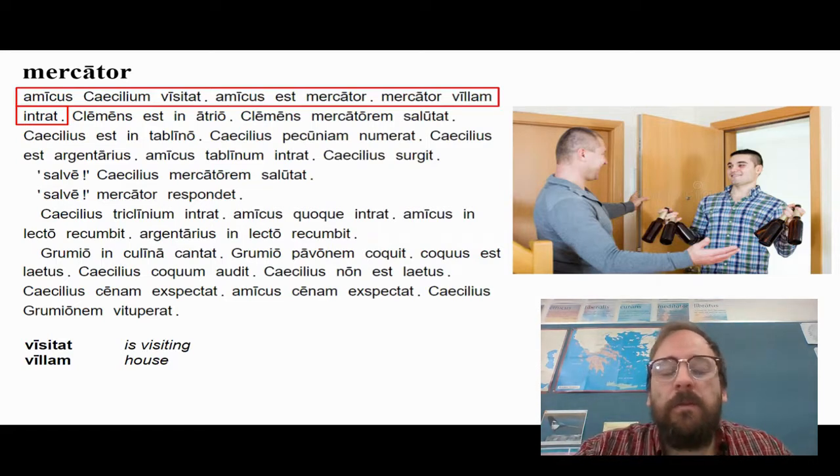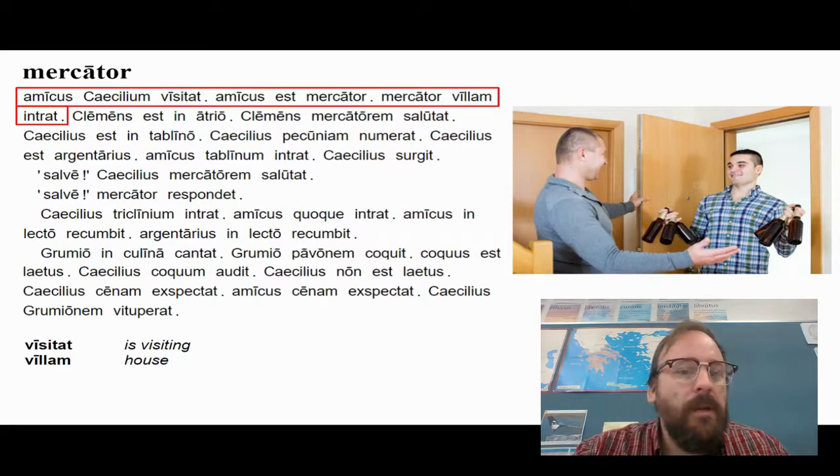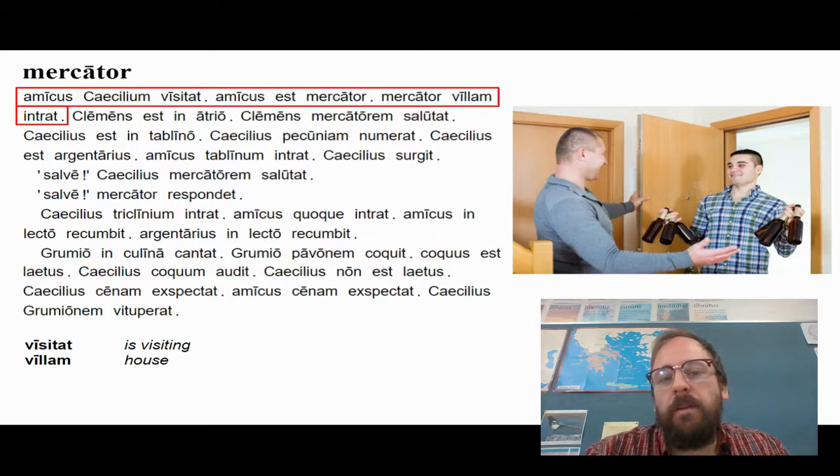Amicus Caecilium visitat. Amicus est mercator. Mercator vilam intrat. So we have a friend, and we know that the friend, down there at the bottom, is visiting. Who is he visiting? What do we know about this friend? What type of job does the friend have? And when he gets to the house, what does he do?